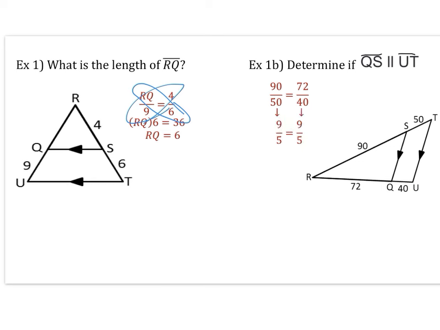Next, we see what common factors can reduce our fractions. So 90 and 50 both have a 10 in common. So that simplifies to 9/5. 72 and 40 have an 8 in common. So those two numbers will reduce to 9/5. And what we see is equal ratios. Therefore, we can conclude, since we have a proportion, that the lines are parallel.